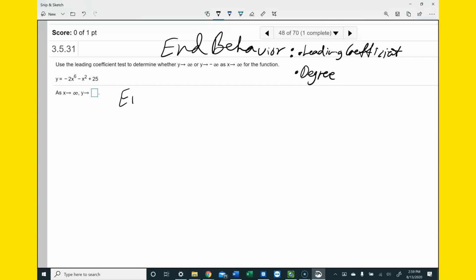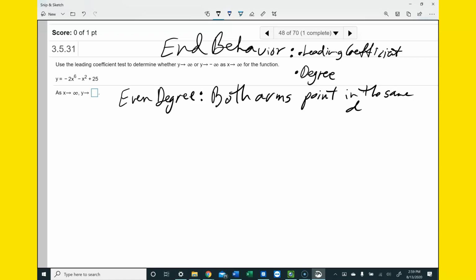If you have an even degree, then that means both arms point in the same direction. So that means they both point up or they both point down. How do you tell? By the leading coefficient. A positive leading coefficient means both arms point up. A negative leading coefficient means both arms point down. And that's what the end behavior is.